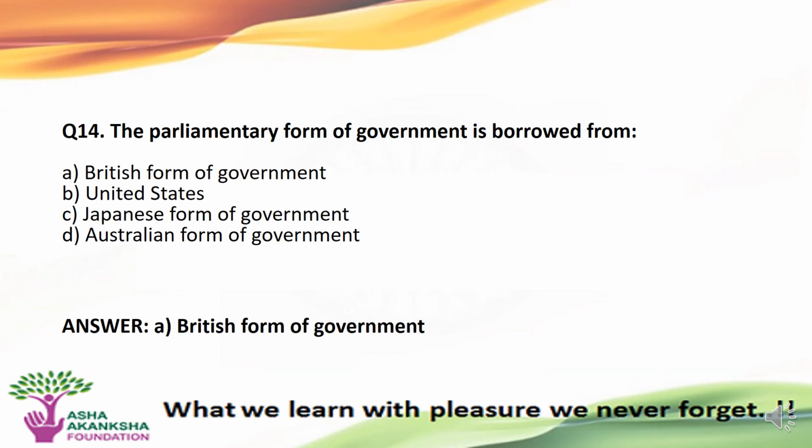The next question is, the parliamentary form of government is borrowed from which of the following? Options are A. British form of government, B. United States, C. Japanese form of government, or D. Australian form of government. The correct answer to this question is British form of government. That is option A.